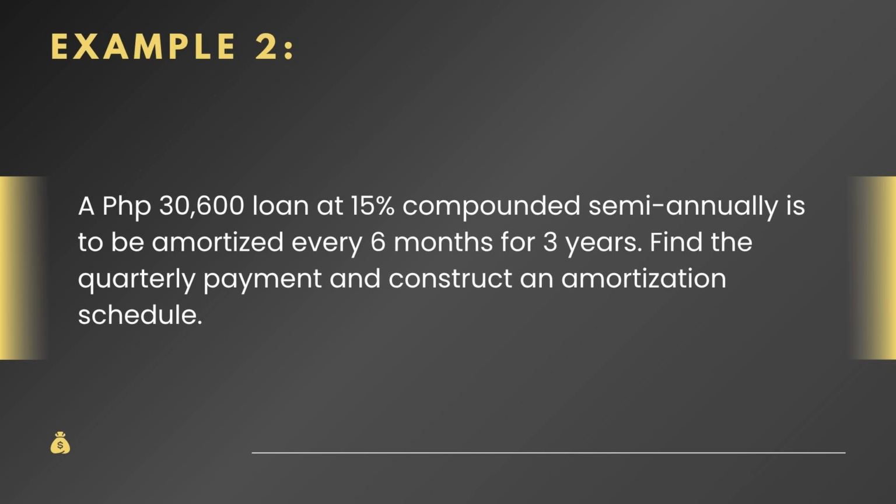Example number 2. A 30,600 loan at 15% compounded semi-annually is to be amortized every 6 months for 3 years. Let's find the periodic payment and construct an amortization schedule.